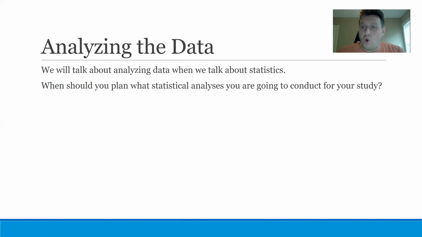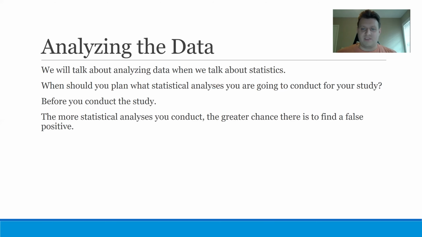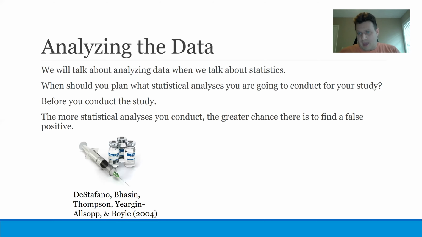That's if you conduct one statistic. But if you conduct multiple statistics, the chance that at least one of them is going to come back as if there's truly a difference is going to be greatly increased. We call this going fishing. All right, if you conduct a lot of statistical tests, one of them is going to show positive results just due to chance. Okay, so we need to make sure that we're conducting the statistics that we've planned before we began the study. Okay, the more statistical analyses that we conduct, the greater chance there is to find a false positive. Let me give you a great example of this.